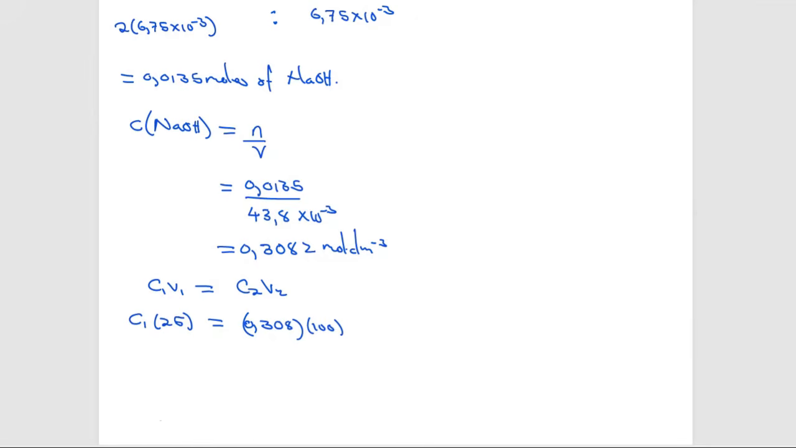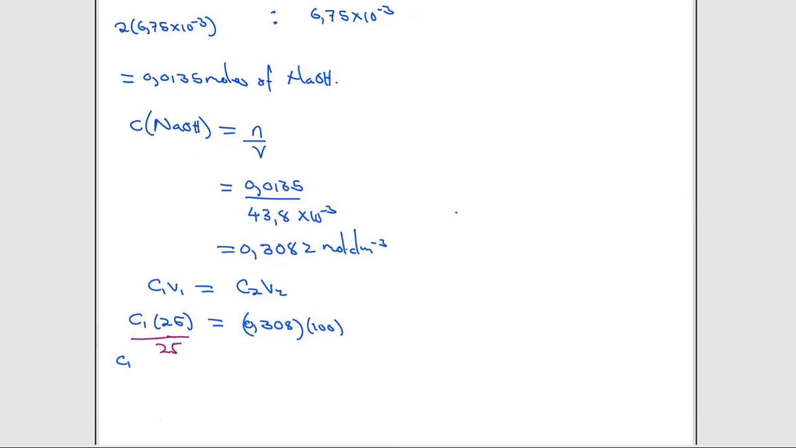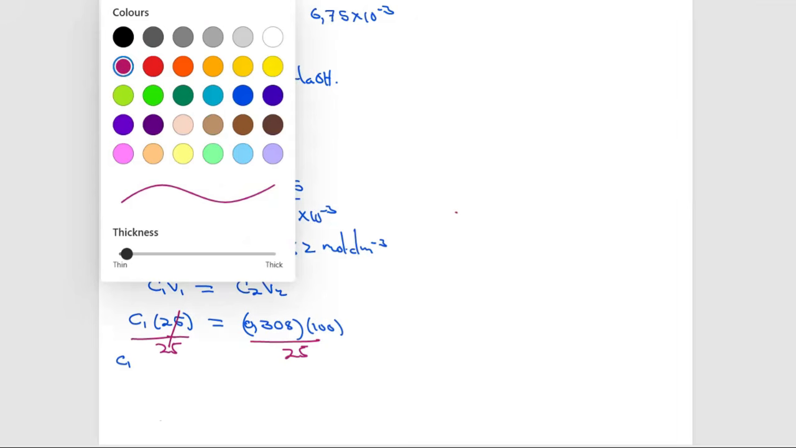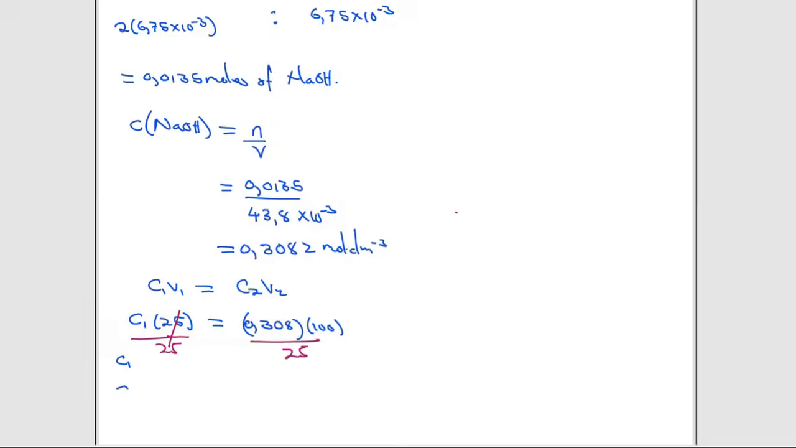Then after that, if I want to calculate my C1 there, I'm supposed to make C1 the subject of the formula. So what am I supposed to do? Basically, I'm going to divide both sides by 25, so this side is going to cancel. Therefore, C1 is equivalent to 0.0308 multiplied by 100, divided by 25. So yeah, I'm getting a value of 0.1232. Then the units of measurement are mole per dm cubed, like that, right?